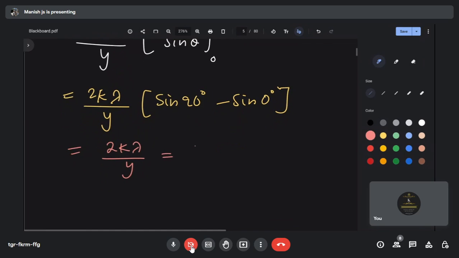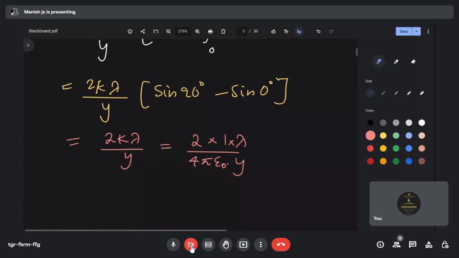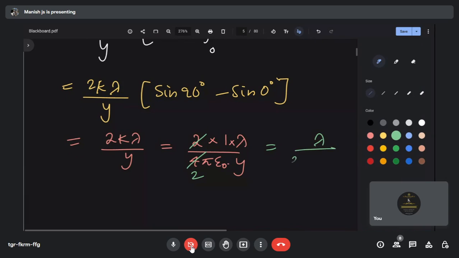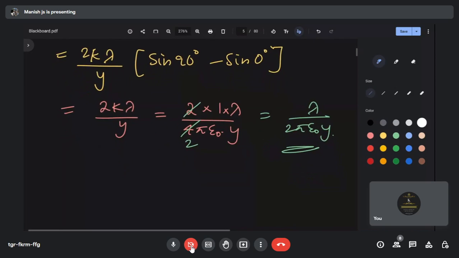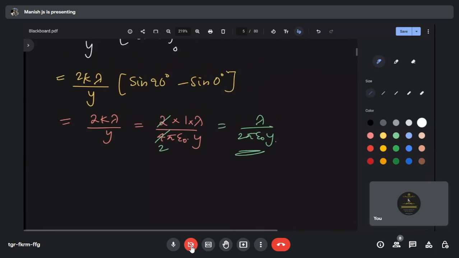That's it. So what is k? k is 1 by 4 pi epsilon naught. So 2 into 1 divided by 4 pi epsilon naught, a y below, and 1 lambda on top. So what can be cancelled now? 2 and 4 can be cancelled. So the answer is lambda divided by 2 pi epsilon naught y. This is the electric field due to an infinitely charged wire extending from minus infinity to plus infinity. In the options, one option will give lambda by 2 pi epsilon naught y, another option will give something else, like lambda by 4 pi epsilon naught y.